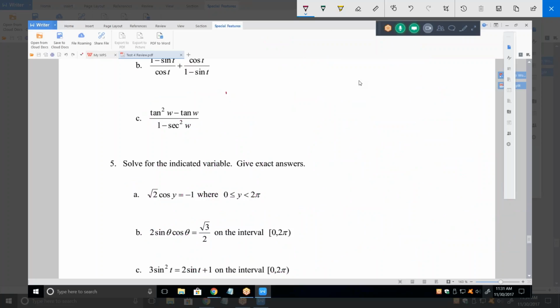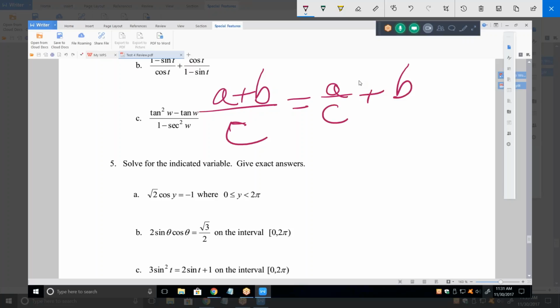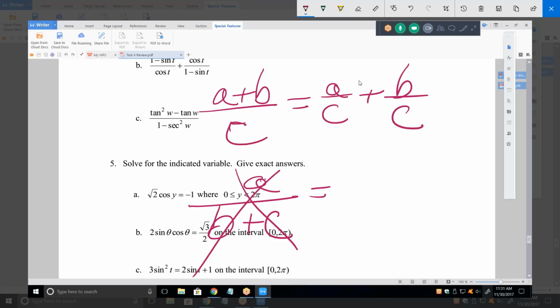What is (a plus b) over c equal to? A over C plus B over C. What is A over (B plus C) equal to? A over B plus A over C. Trick question. No. You can only split it into two fractions if you have a single term in the denominator.